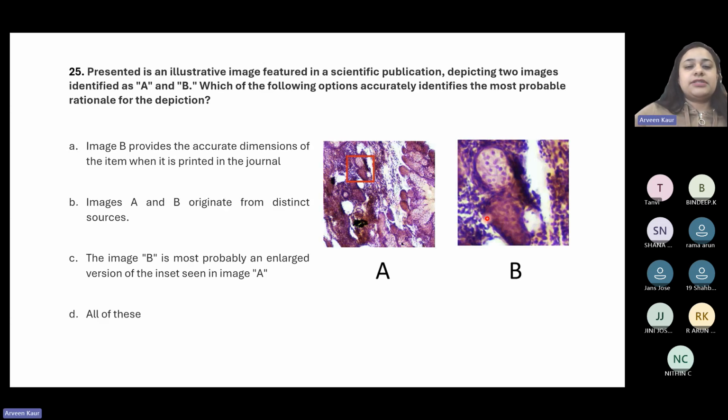Then question number 25. Presented is an illustrative image featured in a scientific publication depicting two images identified as A and B. Which of the following options accurately identifies the most probable rationale for the depiction? Right? This is image A and this is image B. Image B provides the accurate dimensions of the item when it is printed in the journal. Image A and B originate from distinct sources. Image B is most probably an enlarged version of the insect seen in image A, or all of these.